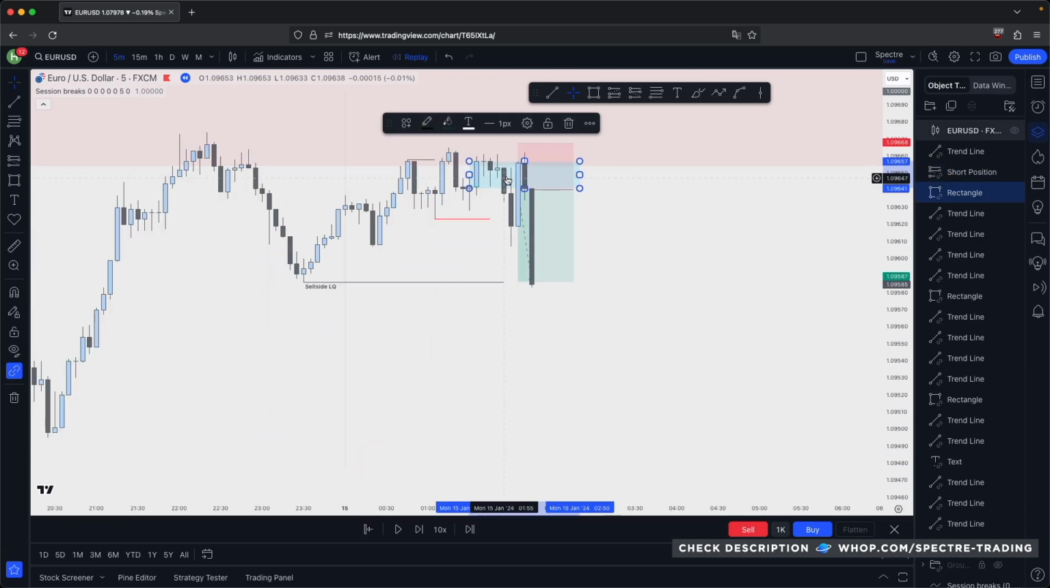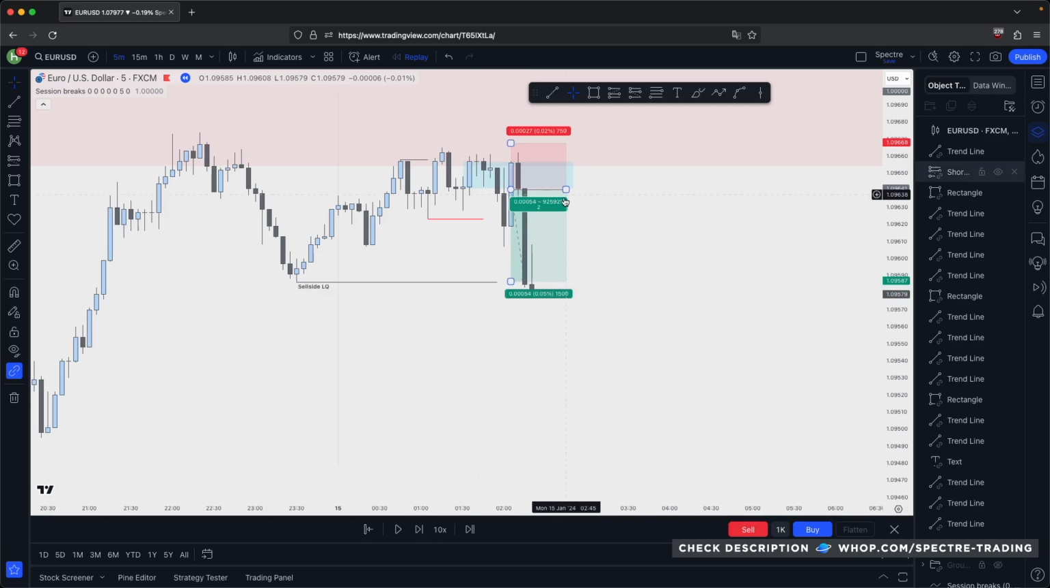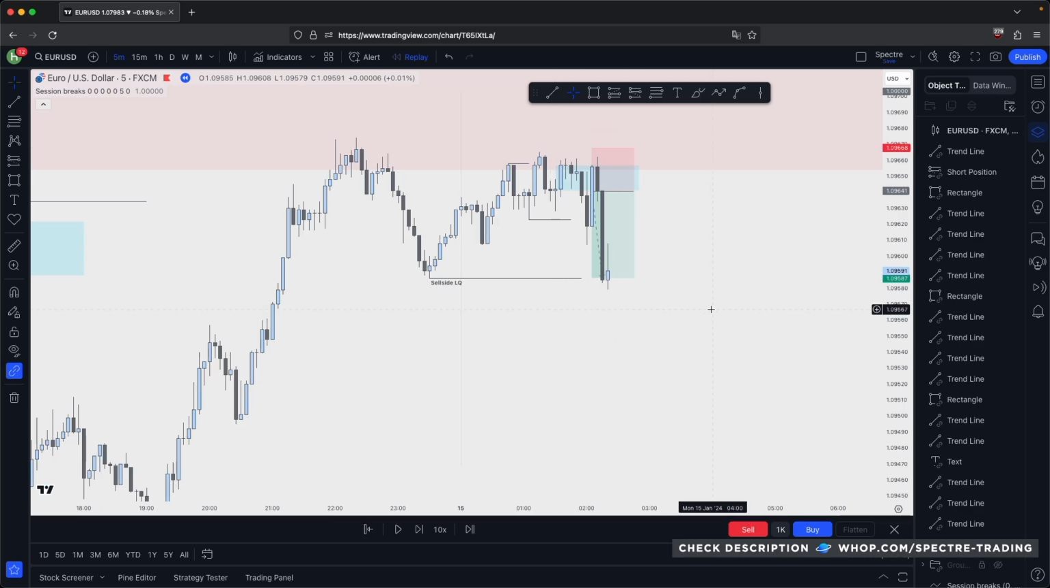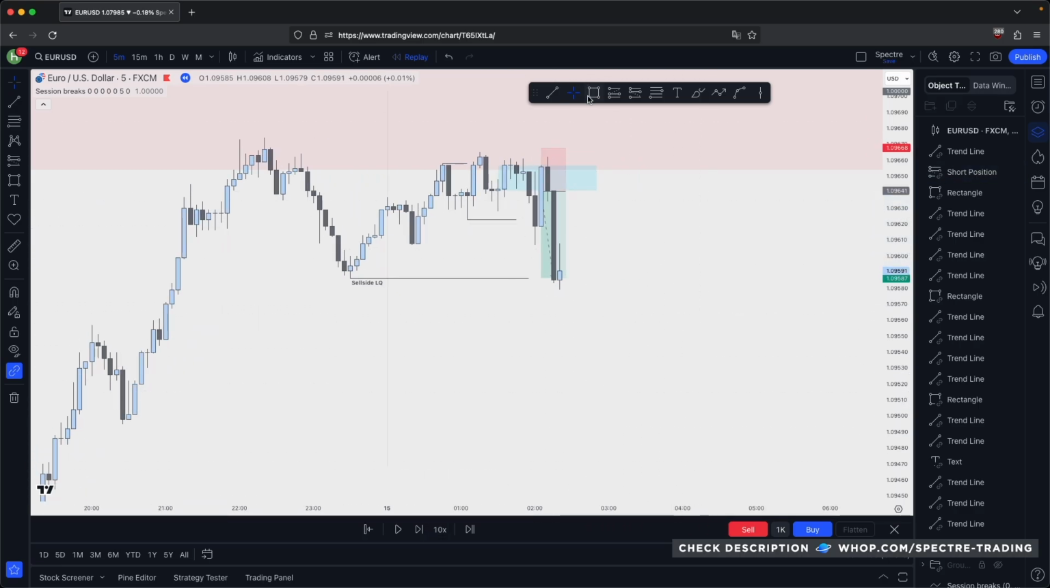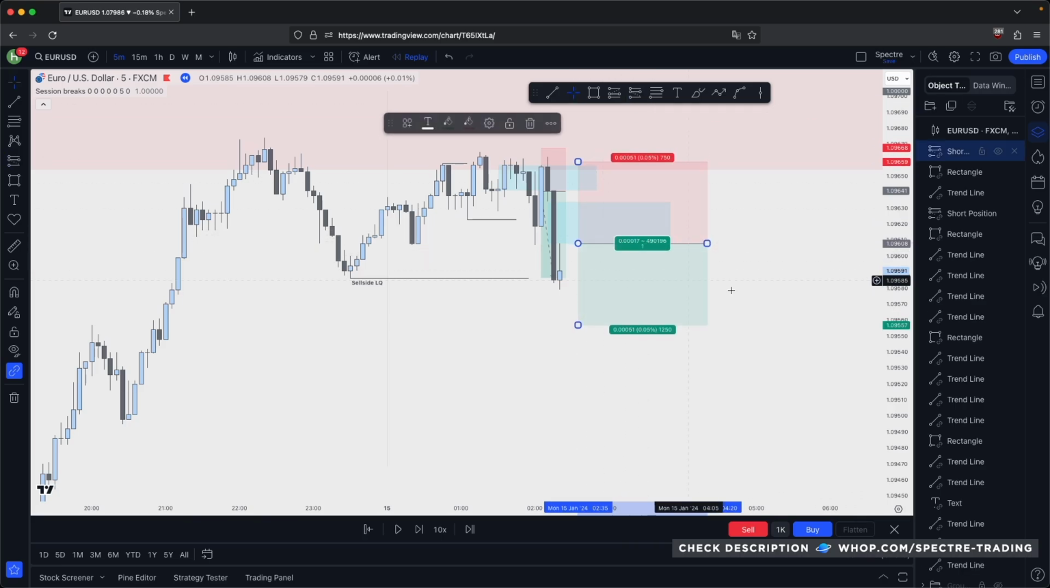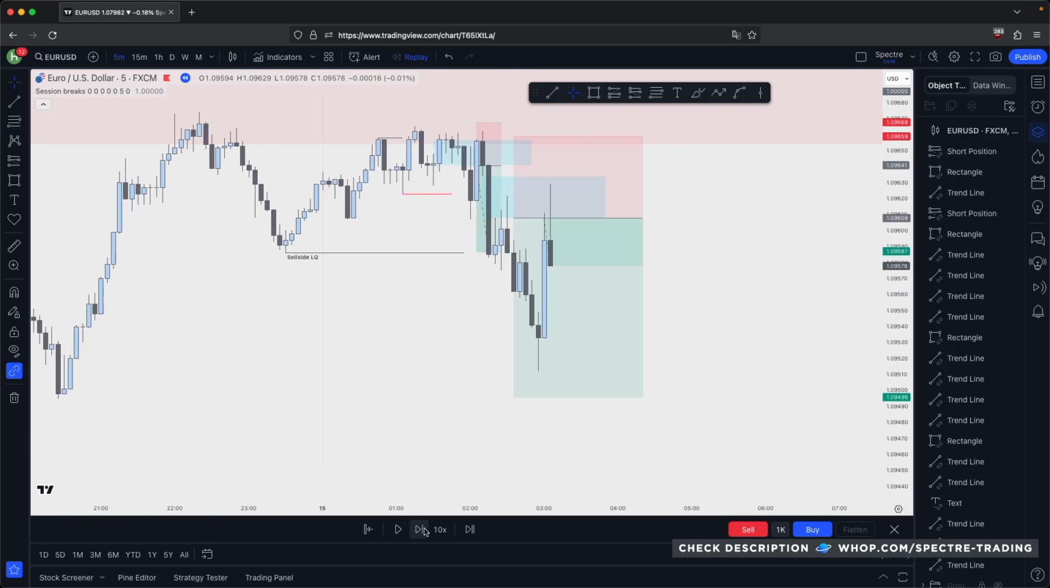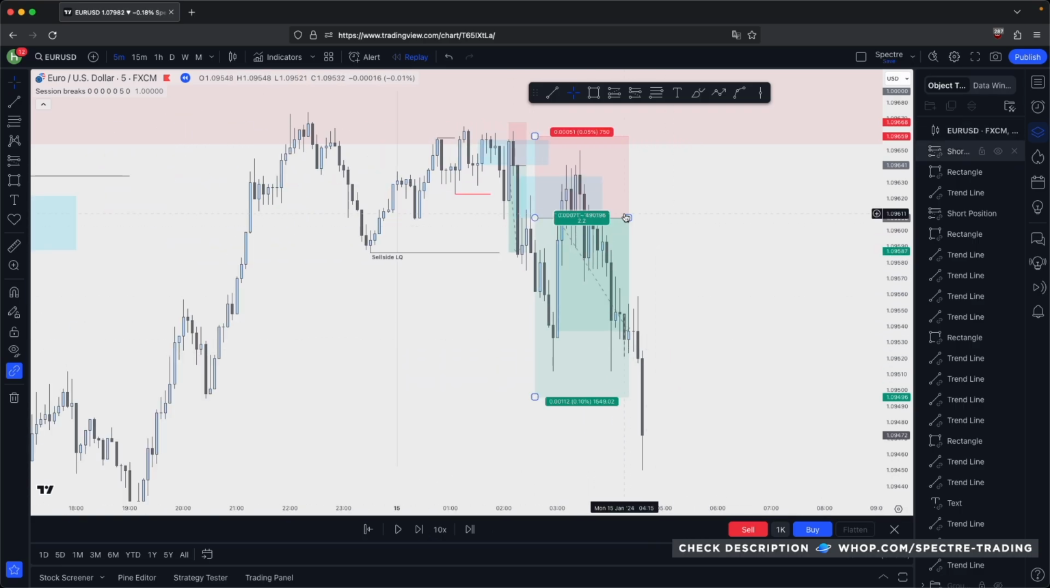Since we had that strong displacement lower again, this is where you could look for a second entry to scale in and continue catching the downtrend. If I move this here, we have another PD array in the form of an imbalance. Same thing. And then it hits your take profit.